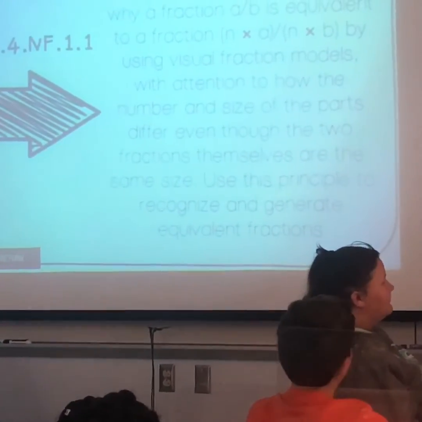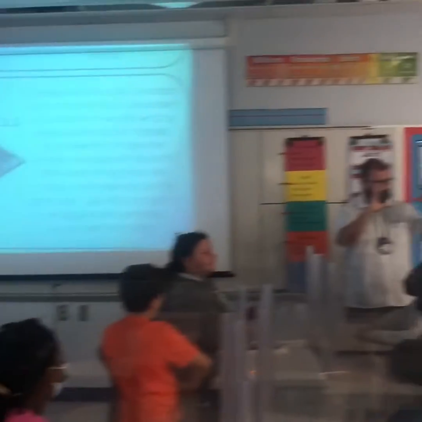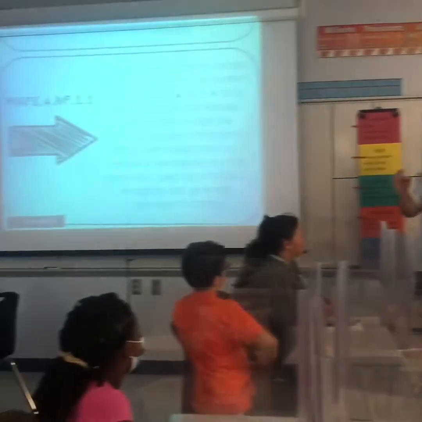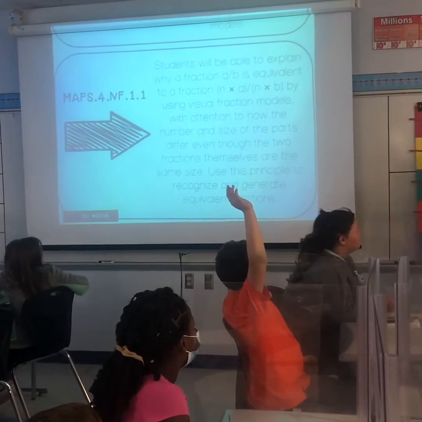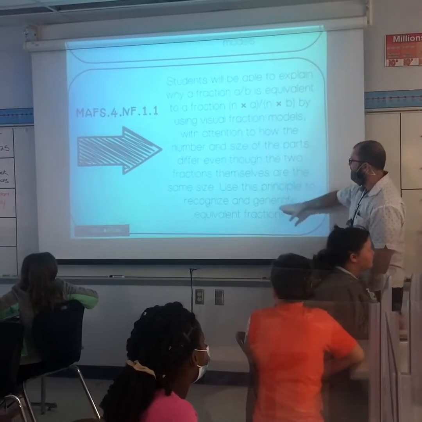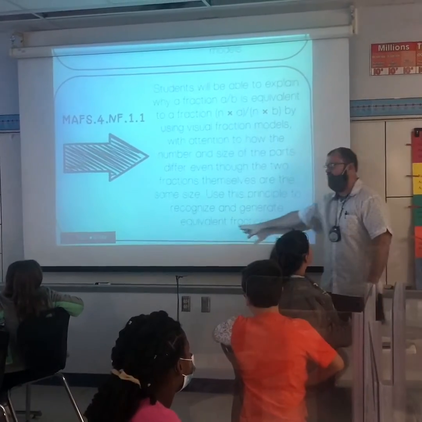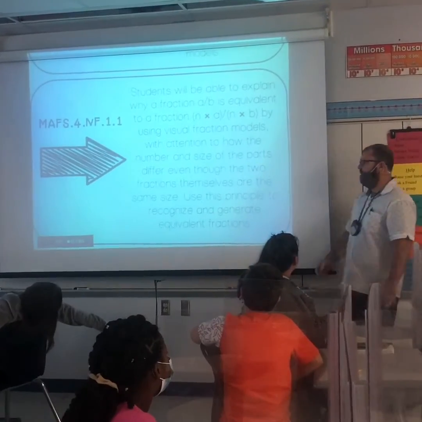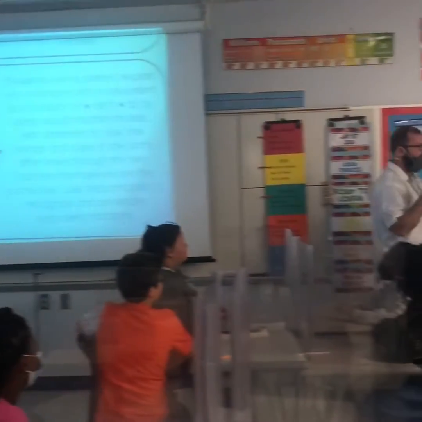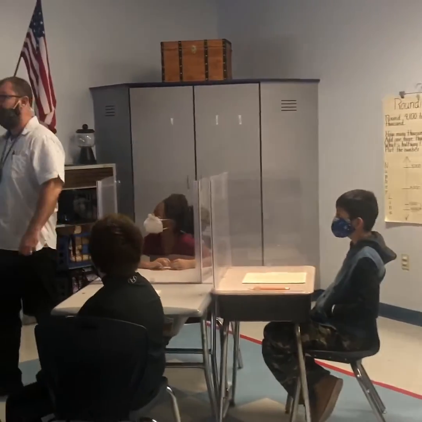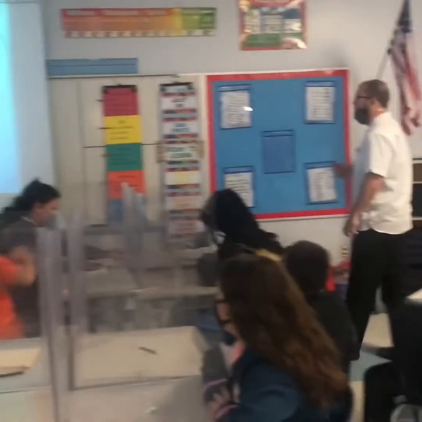Kind of like that candy bar, right? It's the same candy bar, but it comes in different little pieces. That's right, those pieces are part of the whole. So, now, we're going to use the principle to recognize and generate, what's these? Equivalent fractions. All right. So we're going to go to sleep dreaming about stuff that are the same but look different. Okay? So we're going to look at those equivalent fractions.